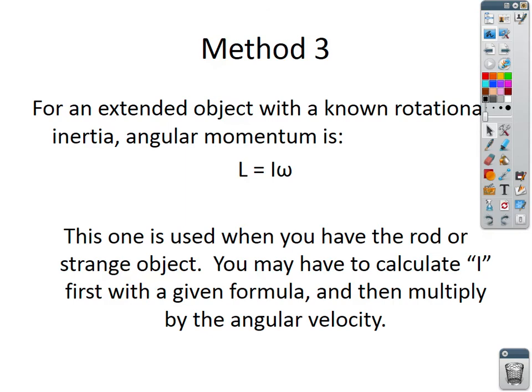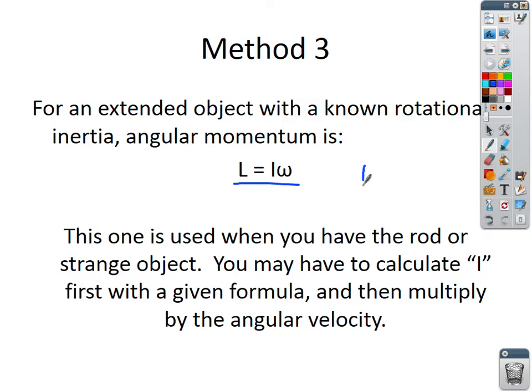Final method, and this is a formula. This is the formula given to you on your formula sheet. For any of these extended objects, your rods, your wheels, your discs, your hula hoops, your spheres, we would just use the formula that the angular momentum equals I times omega, I being the rotational inertia, omega being the rotational velocity.